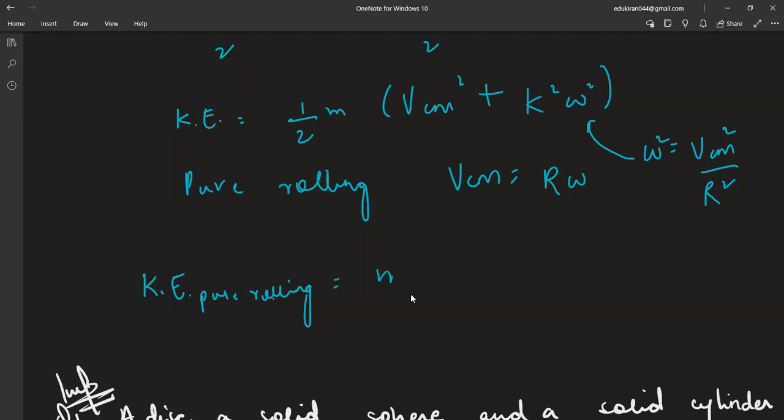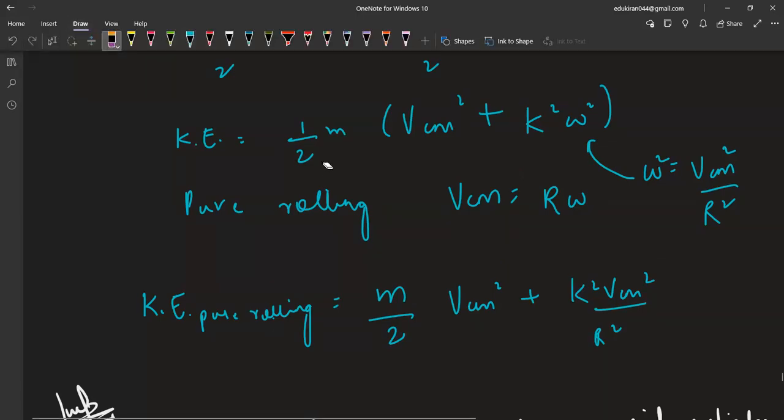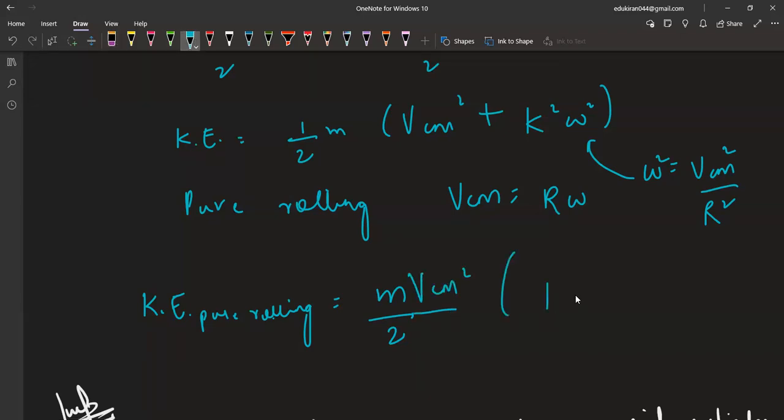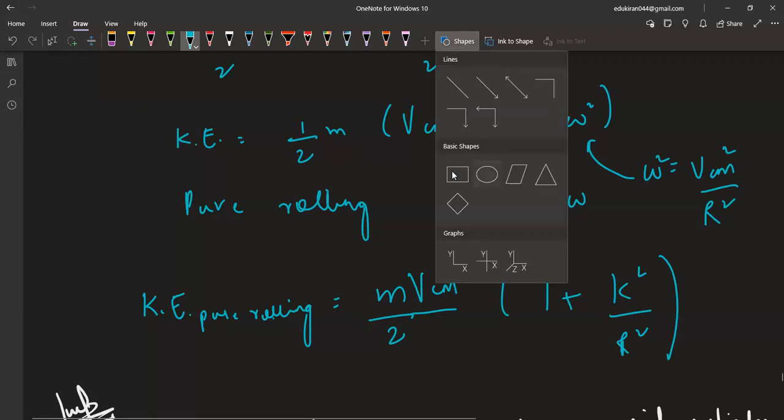This becomes m by 2 VCM square plus k square VCM square by r square. Further, we can take VCM square common only, because now VCM square can also be taken common. So this is half m VCM square, 1 plus k square by r square. This is the formula for pure rolling.